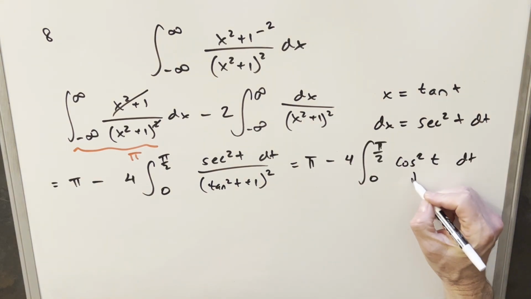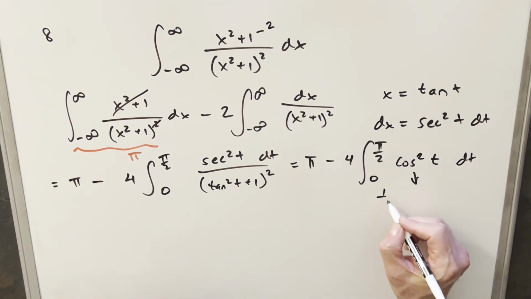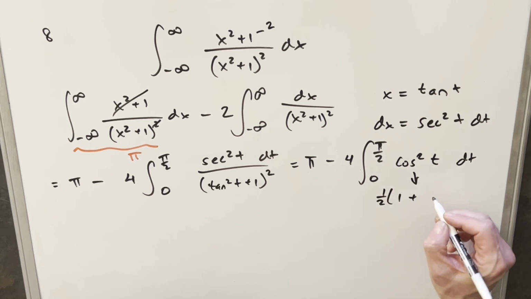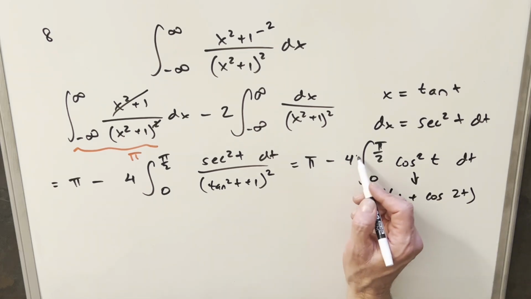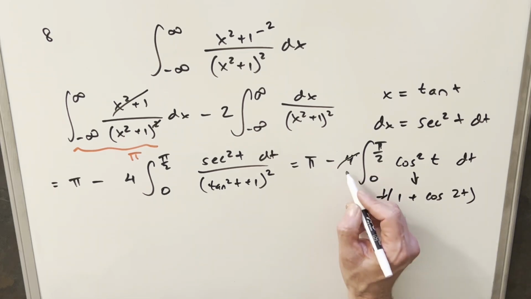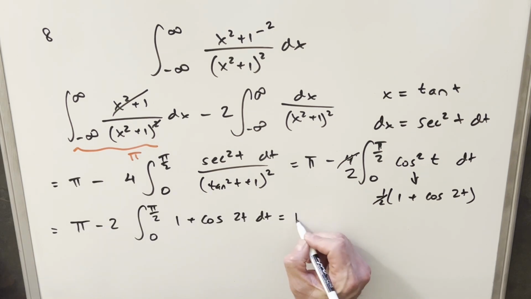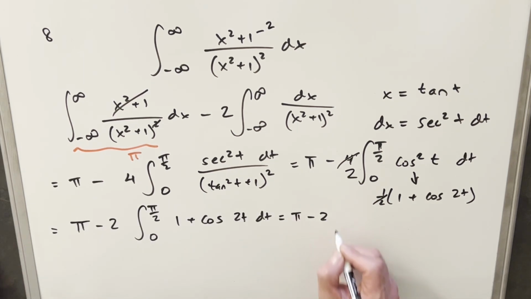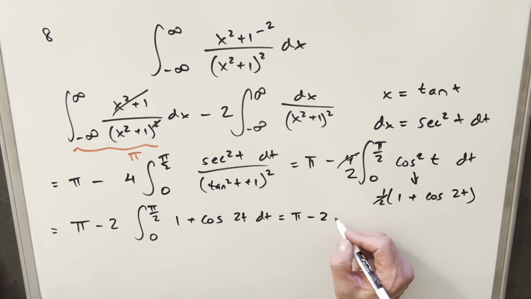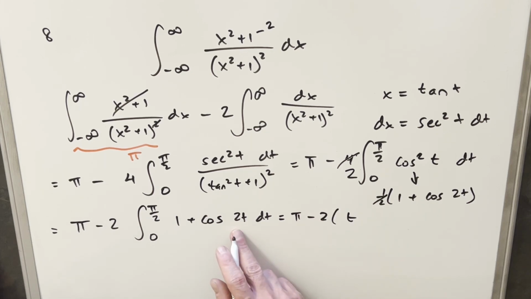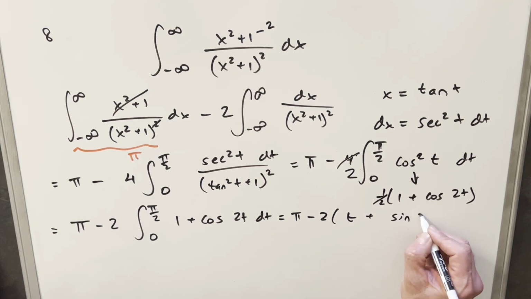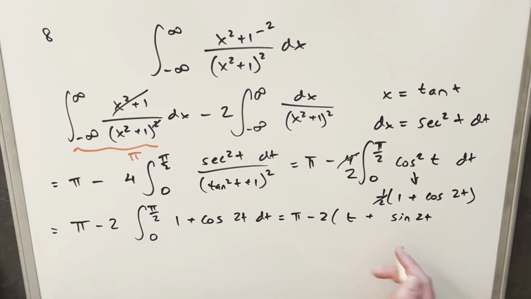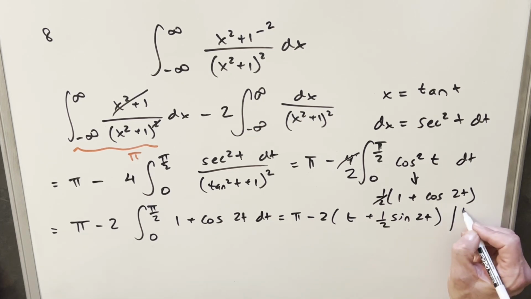For this, I'll use the power reduction. So I can write this as 1/2 times 1 plus cosine of 2t, just doubling the angle. Then I'll multiply this 4 times 1/2, and that's just going to give me a 2 here. Now we can just go ahead and integrate because we've got everything set up nicely. The integral of 1 is just going to give me t. The integral of cosine 2t is going to be sine of 2t, but then we need to bring the 2 out in the denominator, so I'll write this as 1/2. We just need to evaluate this from 0 to pi over 2.